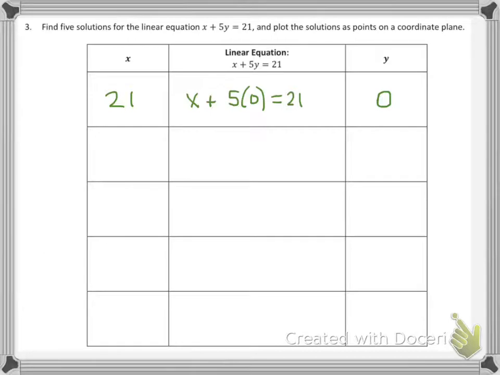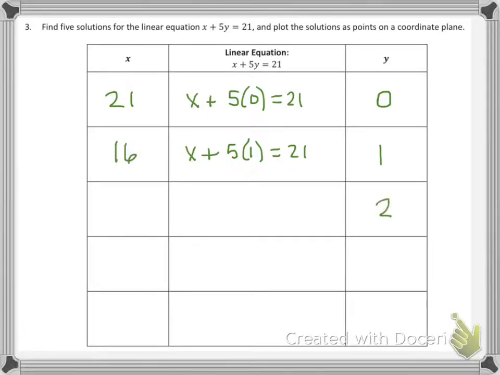And I'm just going to make decisions based on what's going to make the calculation easier for me. Let's put a 1 in for y. X plus 5 times 1 equals 21. This is x plus 5 equals 21, so I'd have to subtract 5 from both sides. That gives me x equals 16.